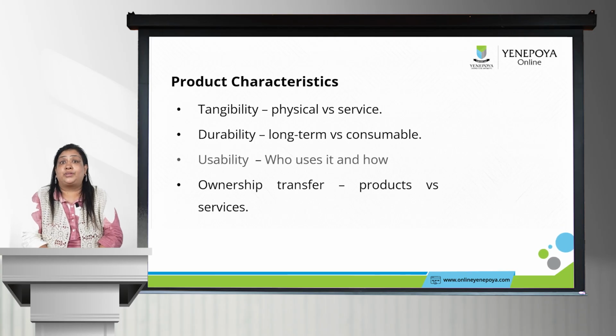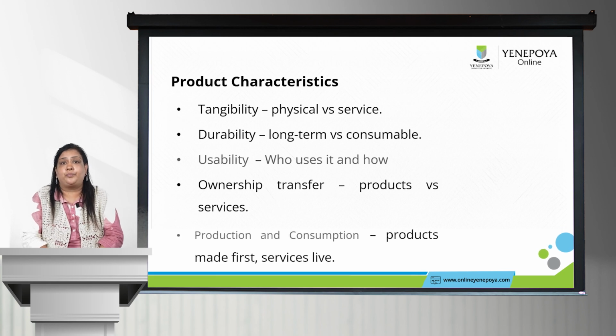With products, ownership is transferred. With services, you only experience it. The fifth point is production and consumption. Products are made first and consumed later. Services are produced and consumed at the same time. Understanding this helps businesses decide pricing, packaging, and promotion strategies.